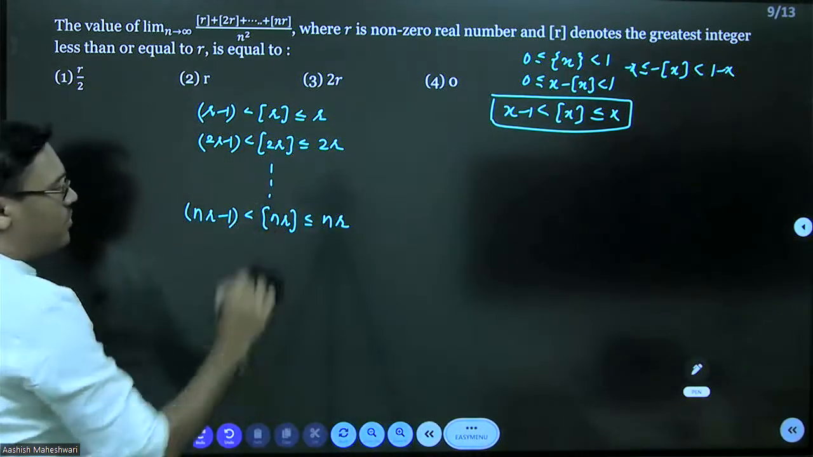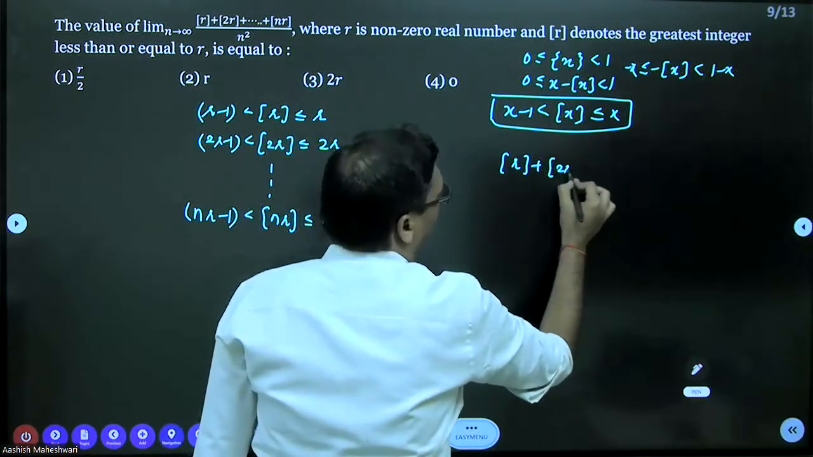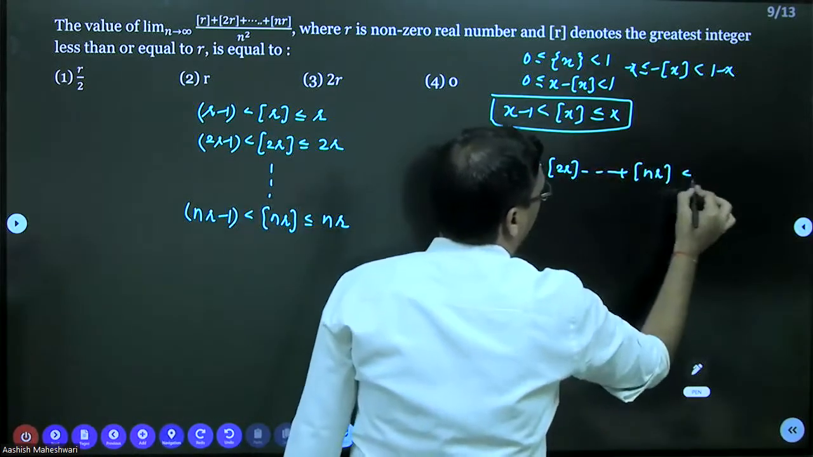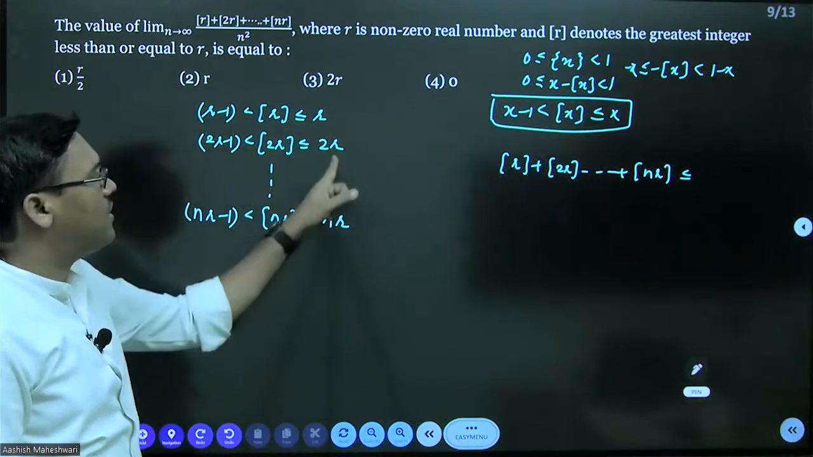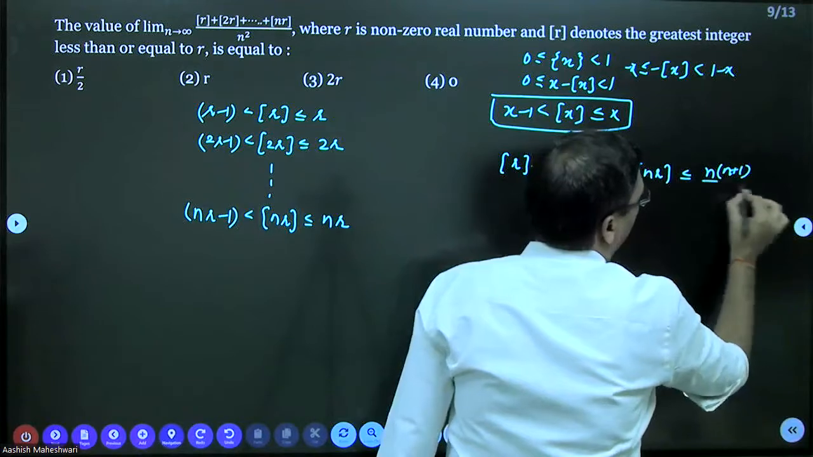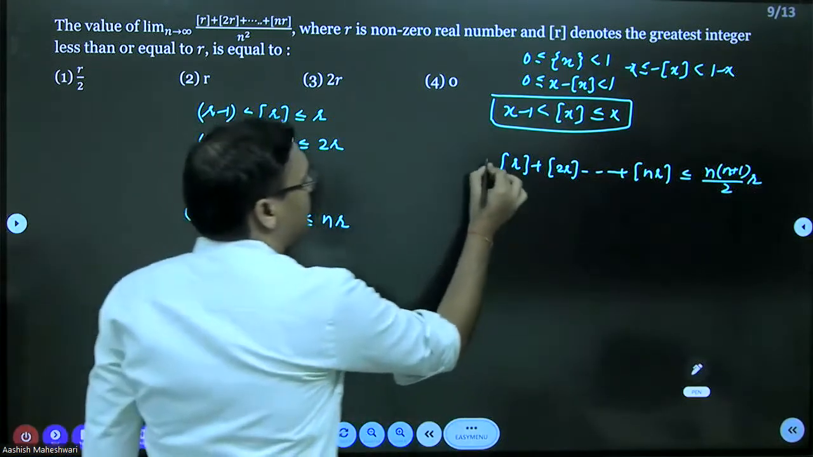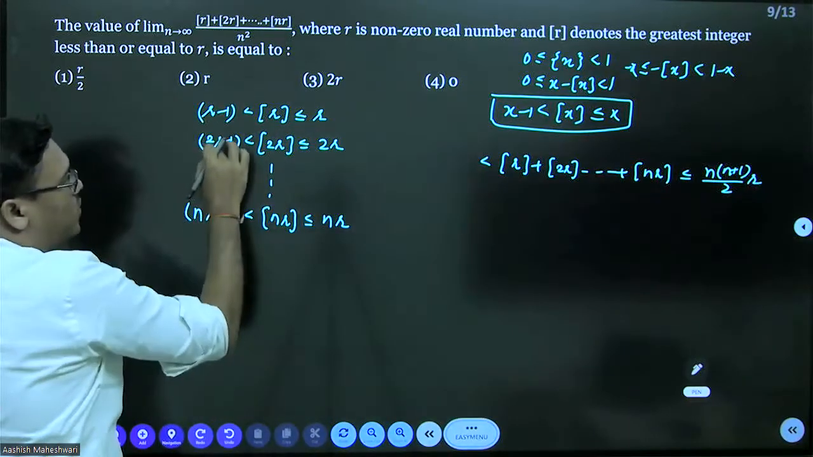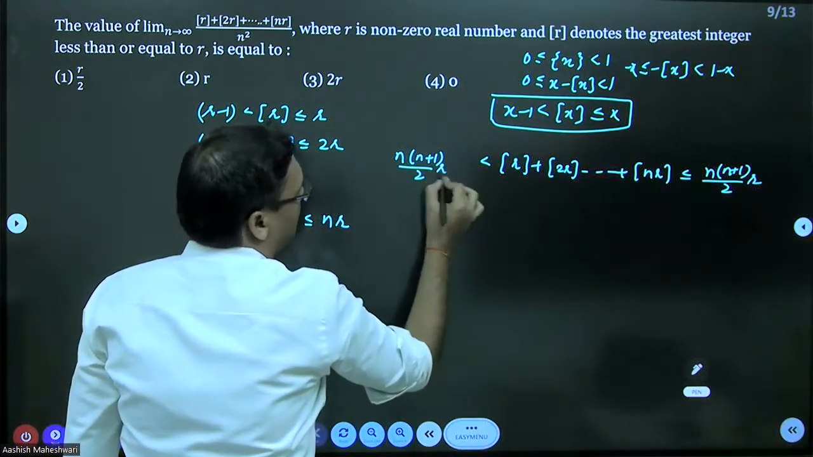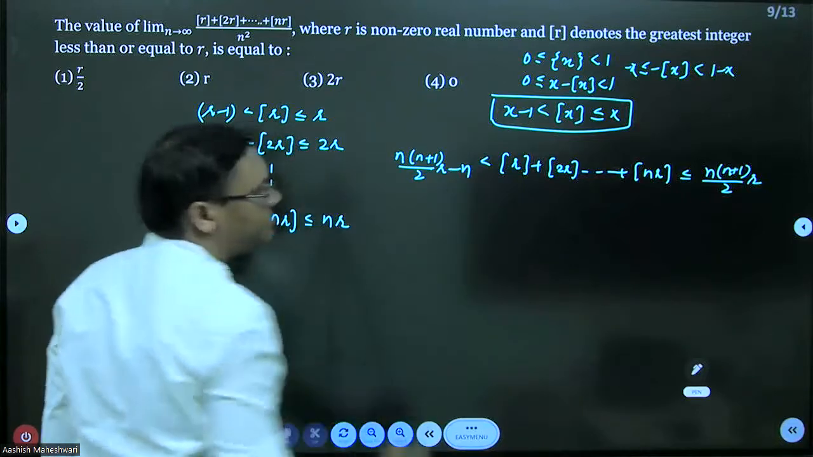So that means we know that this quantity, box of r plus box of 2r, and so on up to box of nr, is less than or equal to the sum r, 2r, 3r, up to nr. So can we say this is n into n plus 1 divided by 2, times r? Correct? We added them. And greater than, you can see, we add r, 2r, 3r, nr, which is n into n plus 1 divided by 2, times r. And adding the 1s, how many ones do we have? n times 1. So this is minus n.